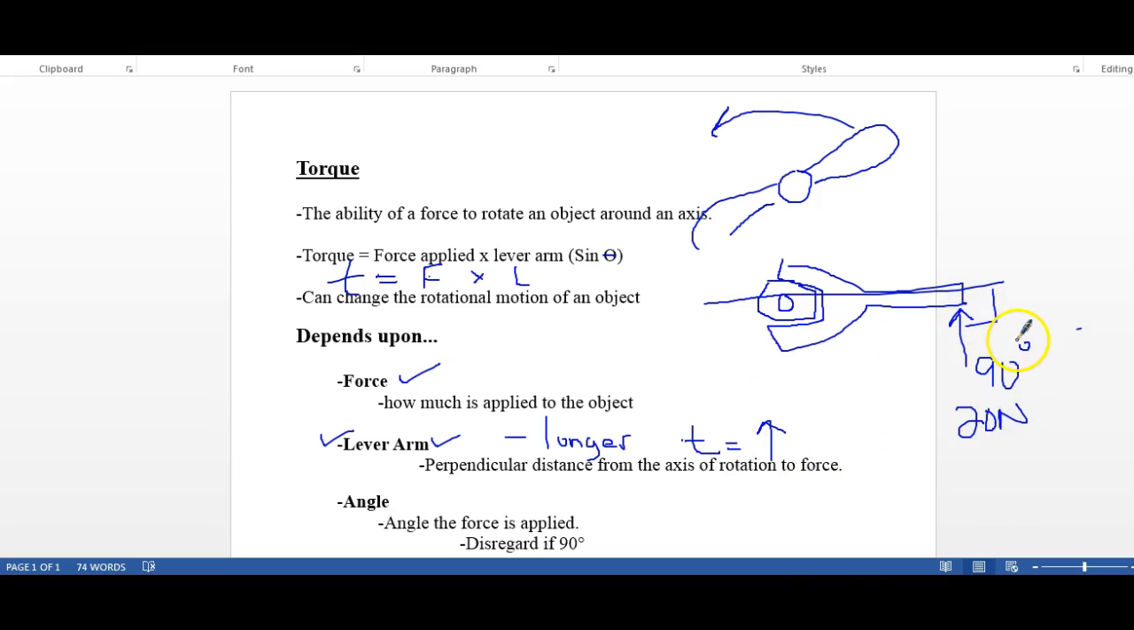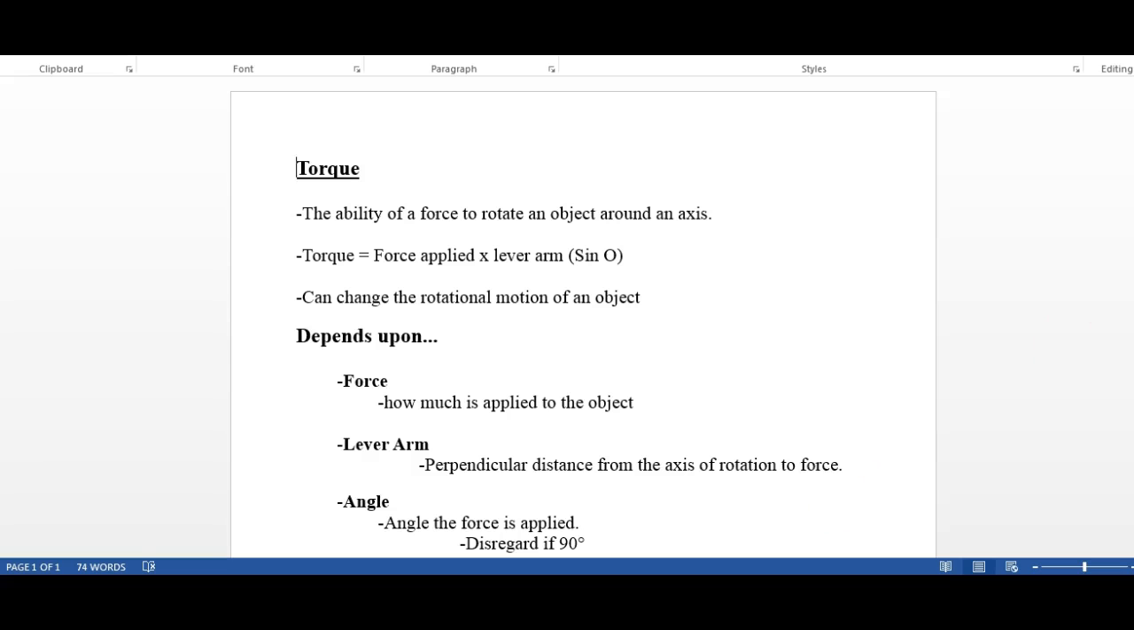But as you put it at more of an angle, torque goes down. That's from the fact that if it's at an angle like this, as we're pushing at this angle, we have some force going this way and some going that way. It's like a vector. So you're losing some of this force as you put it at an angle. So angle really has a big influence on how much torque you get. So let me move down here now.